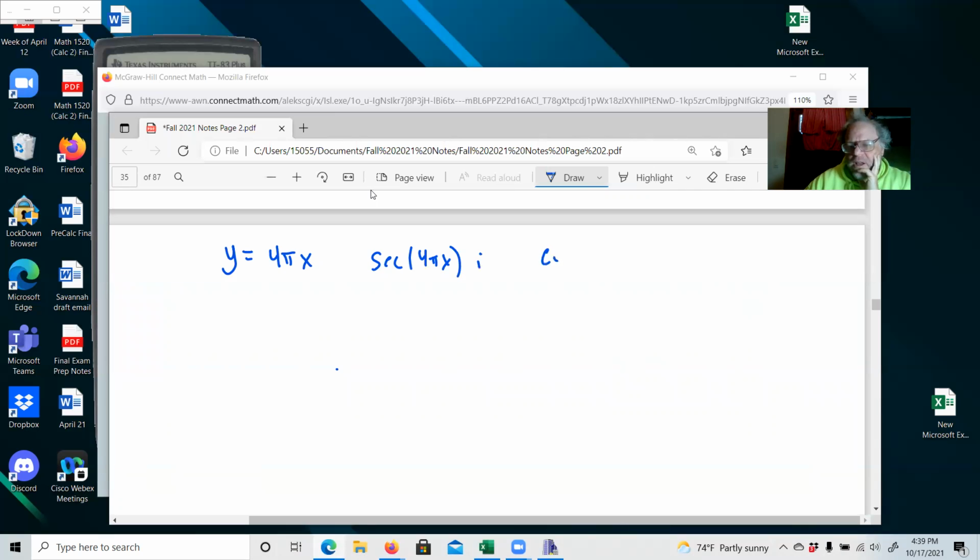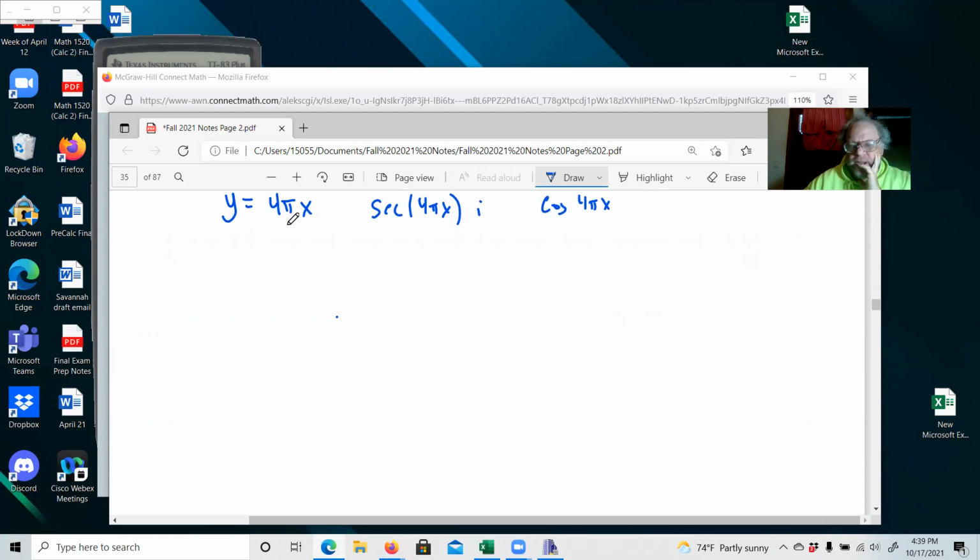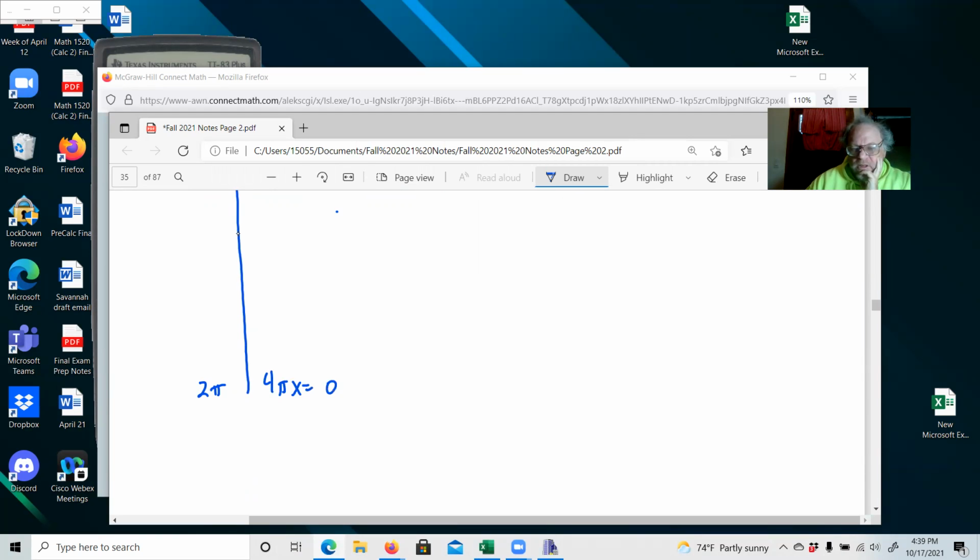Like I said, usually we're going to go ahead and graph cosine of 4 pi x first. In this case, we need to know where we begin. At 0, 4 pi x equals 0, so it's pretty safe to say x equals 0. What about at 2 pi? We say 4 pi x equals 2 pi, so x equals 2 pi over 4 pi. We're dividing both sides by this. That cancels, and we end up with a half. There's no pi's. That's okay.